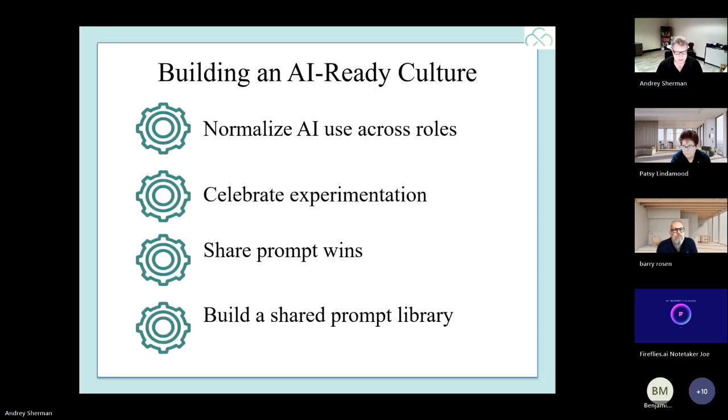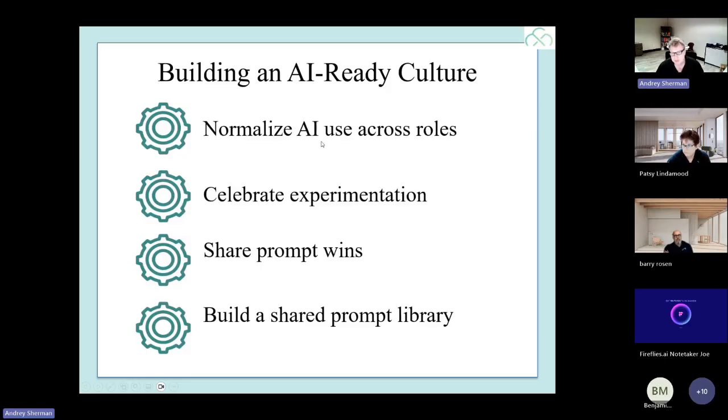So to get to this frontier form that Barry was talking about, you really need to start with yourself as a leader, because somebody has to be pioneering this and bringing it to the company. But then the next thing is to actually bring it to more and more people in the company. So this is about building an AI-ready culture.